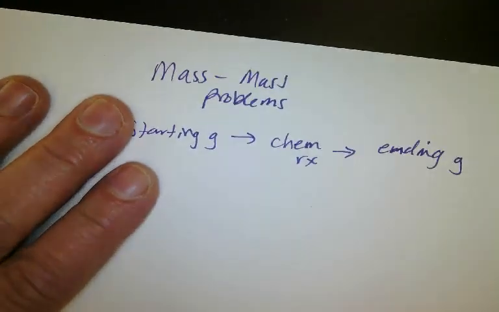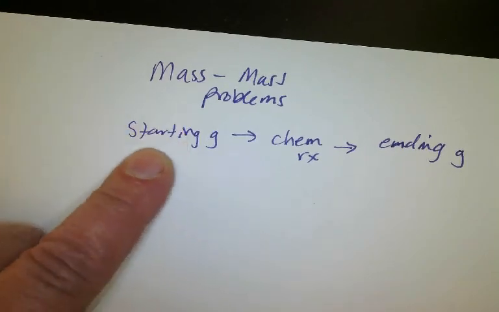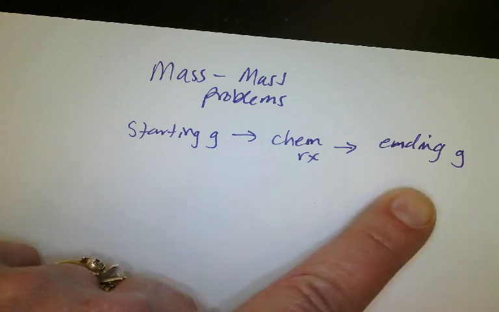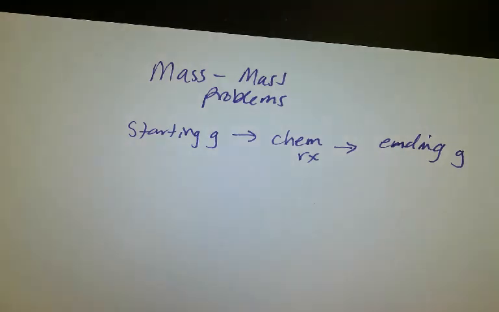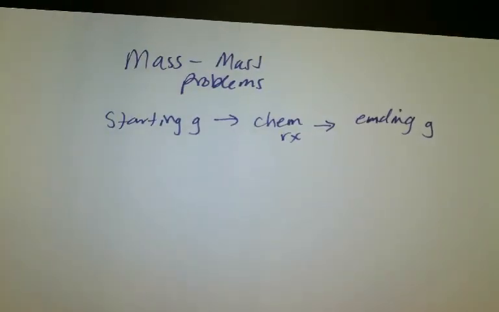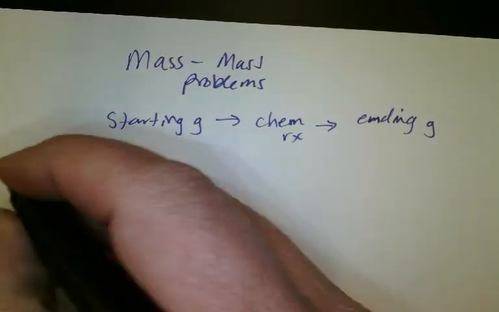These are called mass problems. The reason why they're called mass problems is because we're starting in grams, we're going through a chemical reaction, and we're ending in grams. So let's perform a reaction that you've done this year.